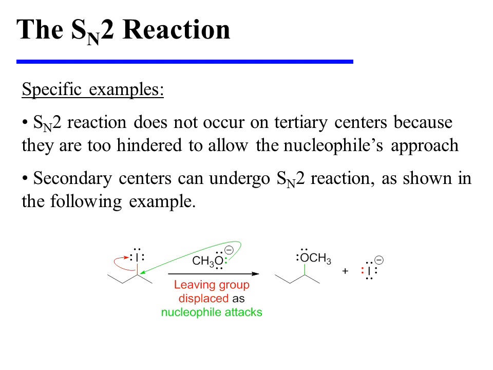SN2 reactions do not occur on tertiary centers because they are too hindered to allow the nucleophile to approach. On the other hand, secondary centers can undergo SN2 reaction, as shown in the following example, where methoxide attacks this secondary carbon of the substrate, displacing the iodide leaving group.